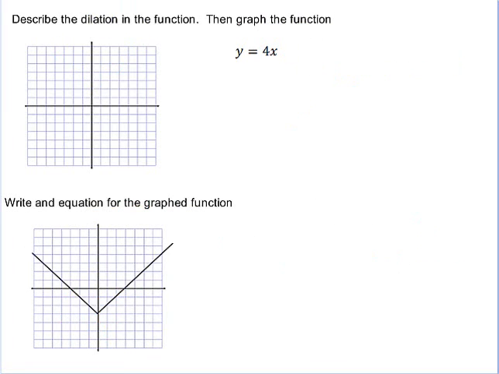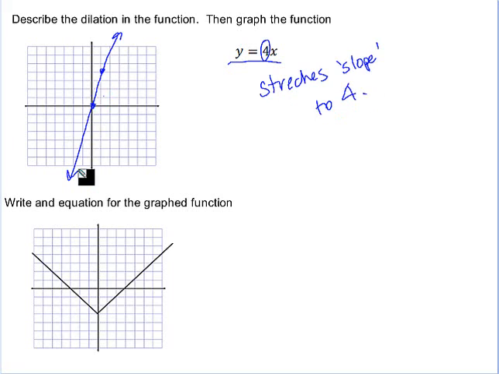Okay. Describe the dilation. Here we have the function y equals 4x. We see that this stretches the slope to 4. So here, instead of just going over 1, up 1, we go over 1, up 4, or up 4 over 1, however you want to view it. And there would be our graph of the function.